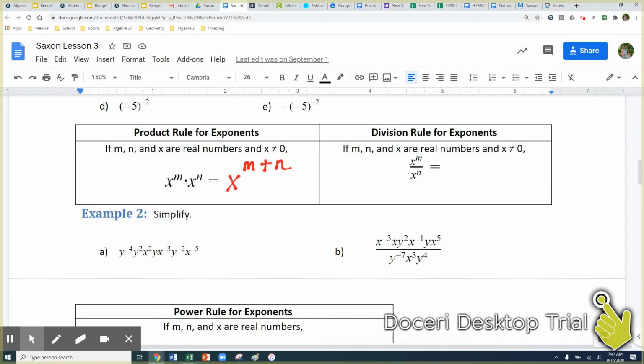When you're dividing two powers with the same base, you can subtract their exponents. When you have two powers that are being divided, any common bases are going to cancel out, which is we're going to use subtraction to represent that.